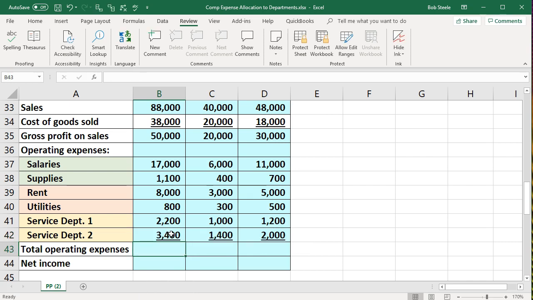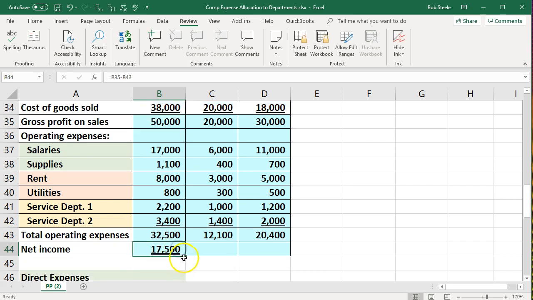And then we'll have our total expenses equals the sum of these items. I'm going to copy that across, autofill, put our cursor on it, autofill across, and then net income equals the gross profit minus the total operating expenses and enter. We can autofill that across like so, and there we have that.